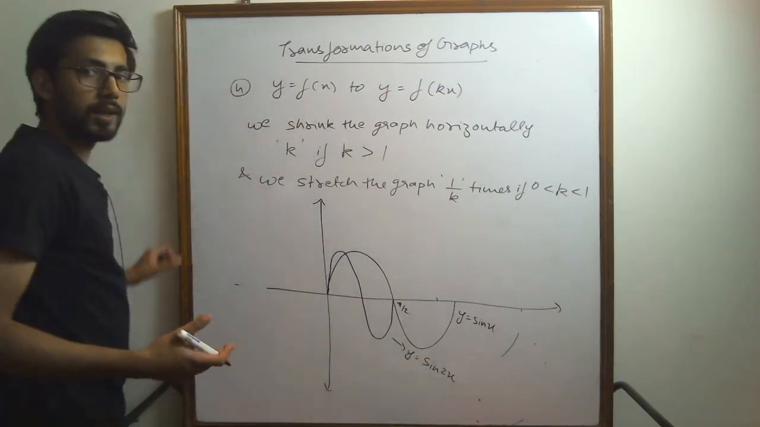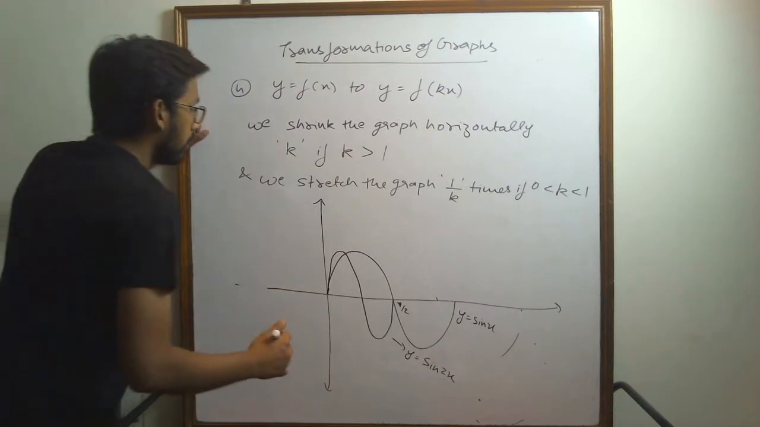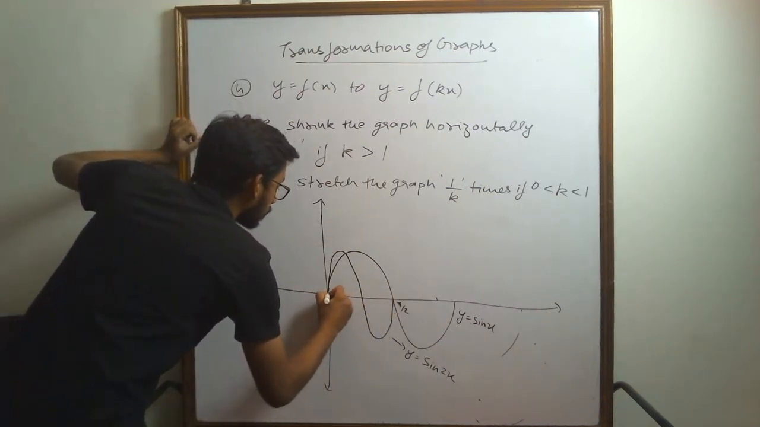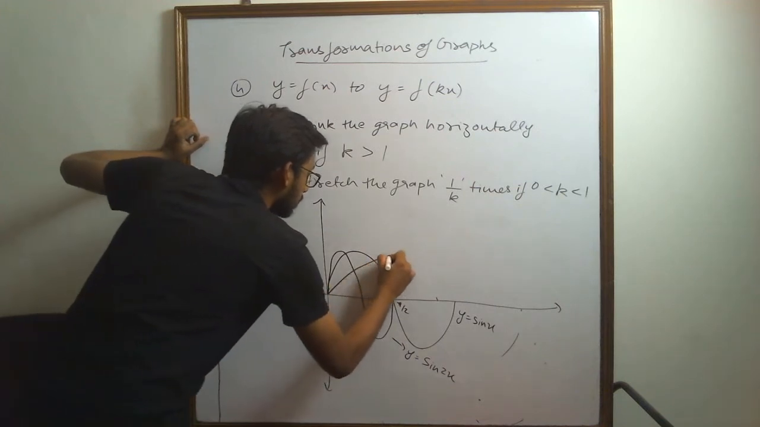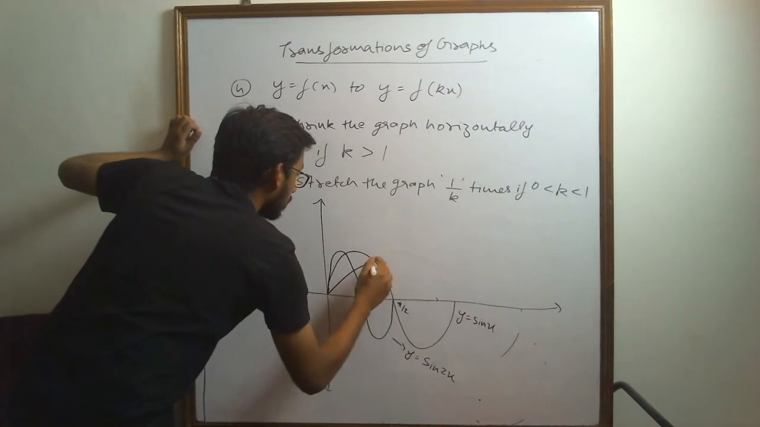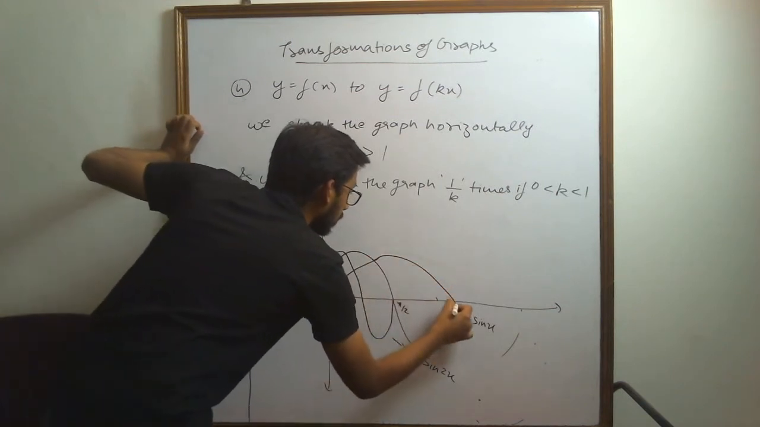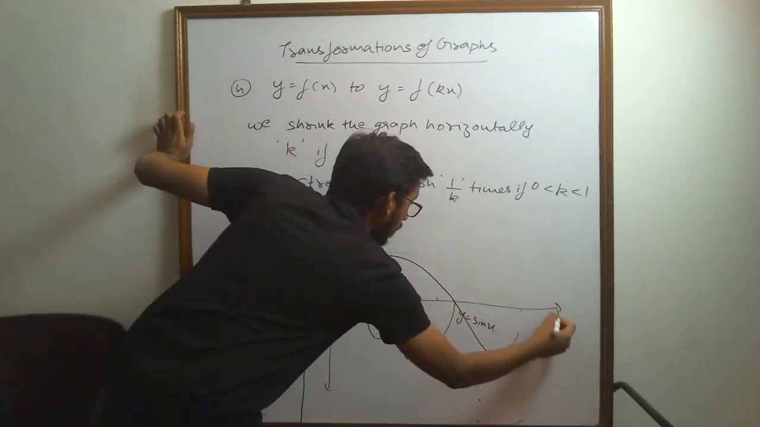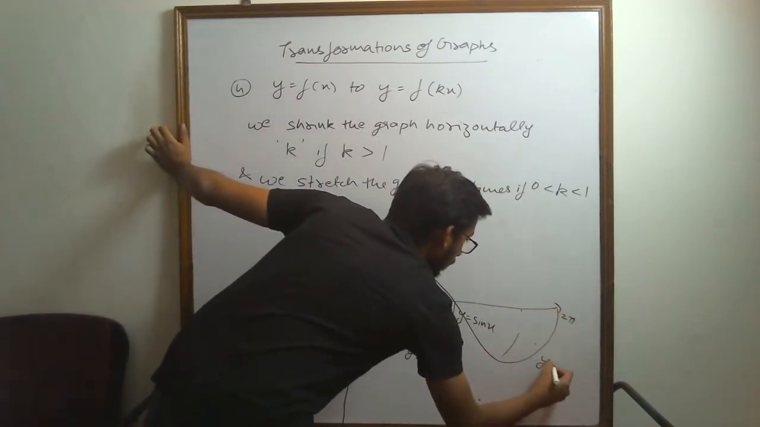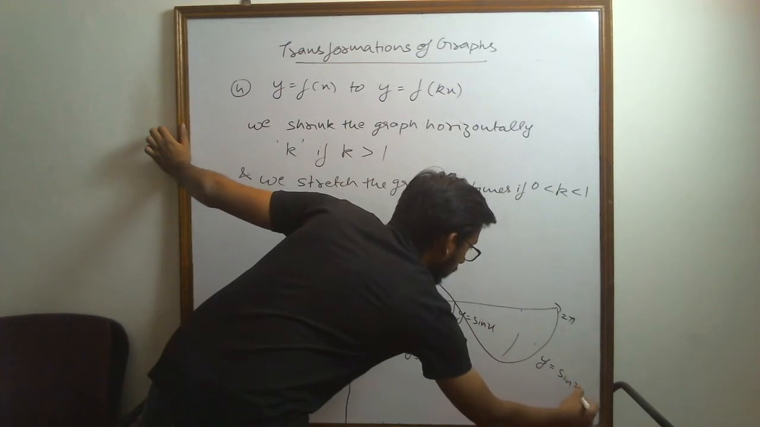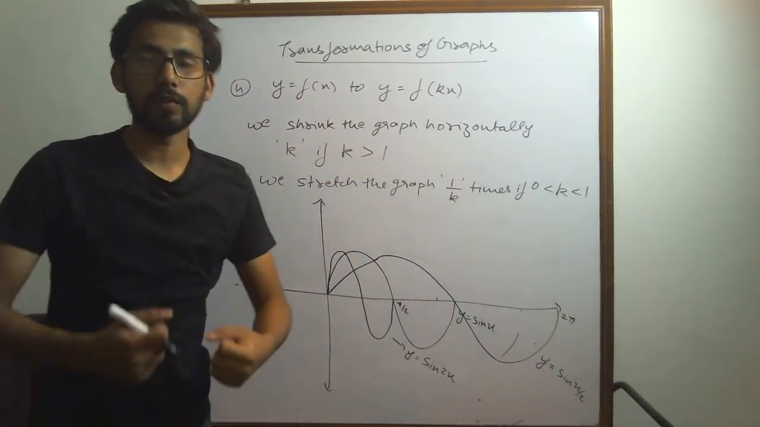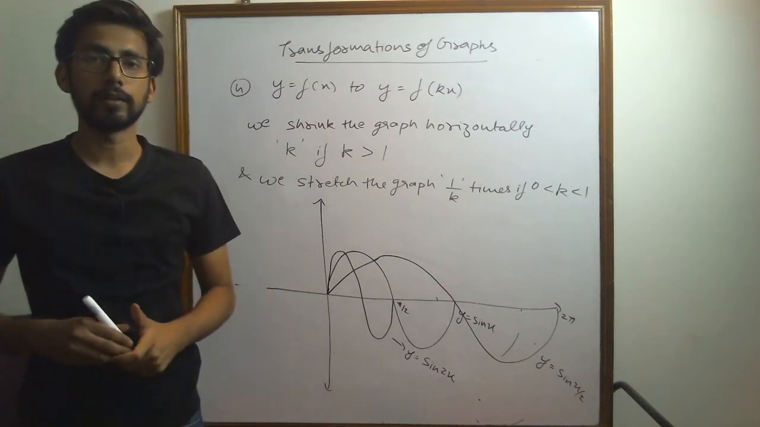If I want to make the graph of sin x by 2, the graph will be stretched 2 times. So the graph will be like this. It will go up till 2 pi. This will be the graph of y is equal to sin x by 2. So this time we are stretching the graph horizontally.